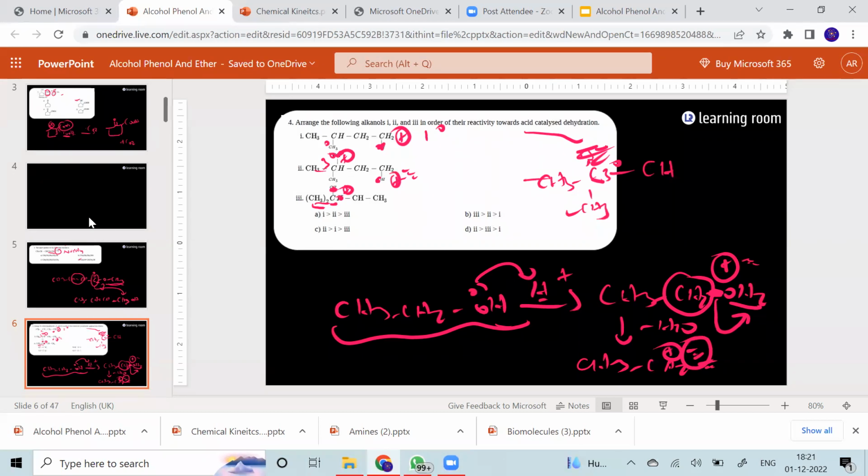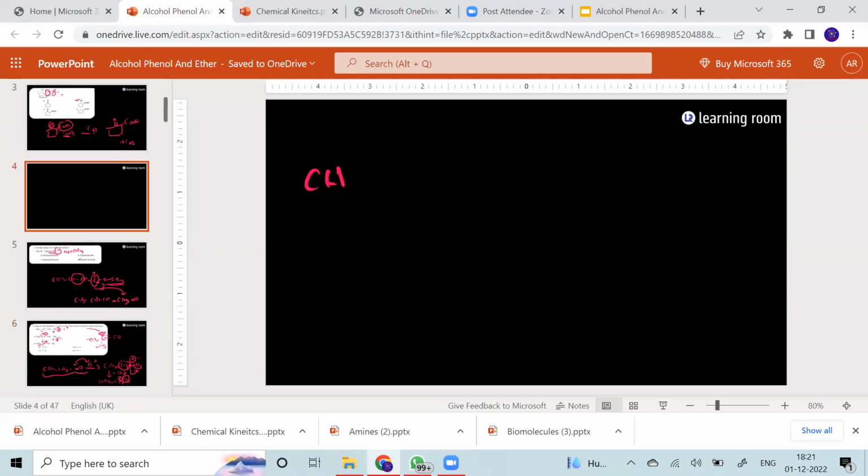If I can just show you on the previous page, let us take this molecule, the second one. Say we have CH3CH+, that's what we have, right?